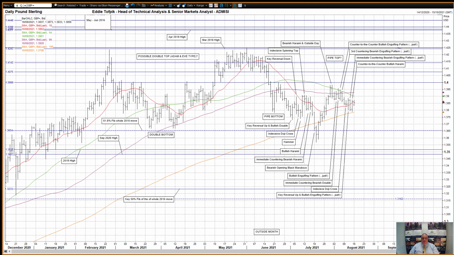Cable, aka sterling against the US dollar. A counter to the counter bullish Harami on Friday to the previous session's immediate countering bearish engulfing pattern. This was another test down and rejection towards the key support below of the slowly rising long moving average, and that's currently at 137.86. The market is not shy of testing down to this support and equally not shy of getting rejected by it, though I'm sure that could only last so long.